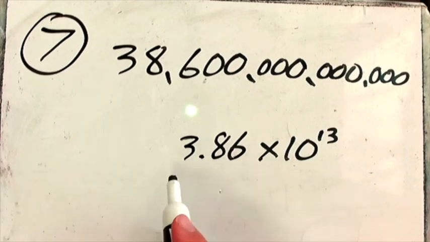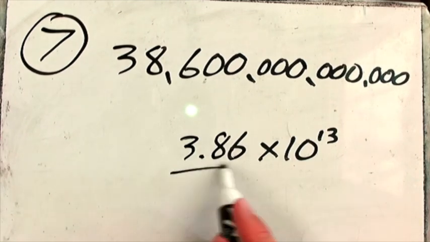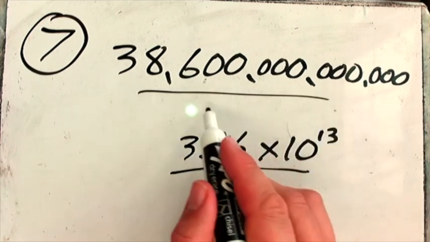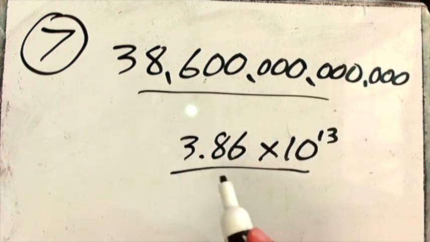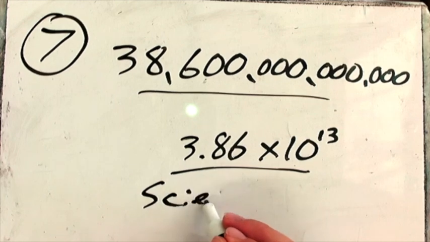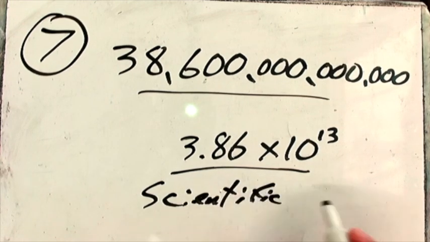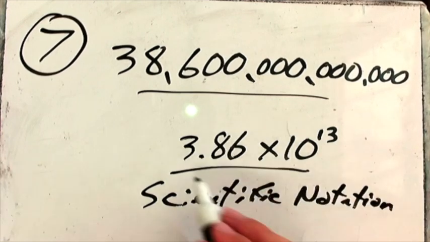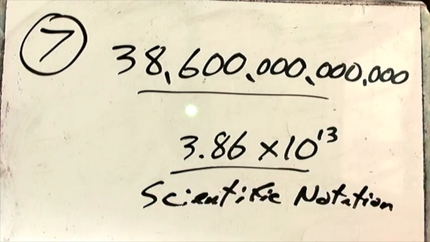Now I'm going to ask you to go from this form into the full form. I'm also going to ask you to go from this long number into this, which is called scientific notation. We use it for large numbers.